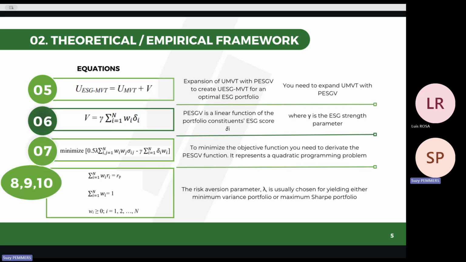After that, we have the ESG extensions, from equations 5 to 7. Those equations adapt MVT by incorporating the portfolio ESG value through the ESG strength parameter, gamma, formulating the new ESG MVT optimization function. It's directly related to the constraints, equations 8 to 10, and those equations define practical rules for the portfolio, such as the sum of the weights, the long-only positions, and also the target returns.